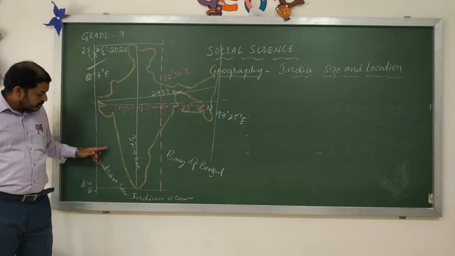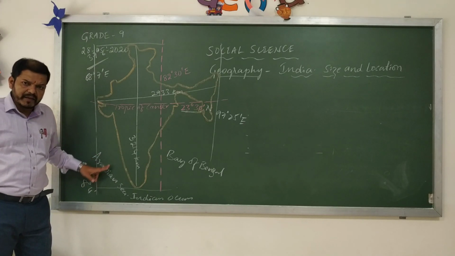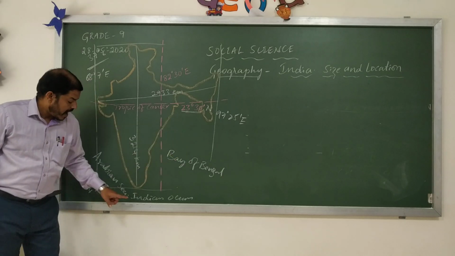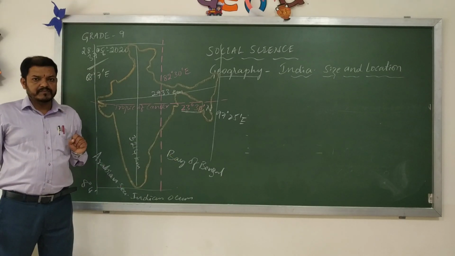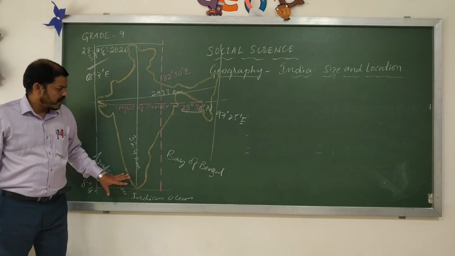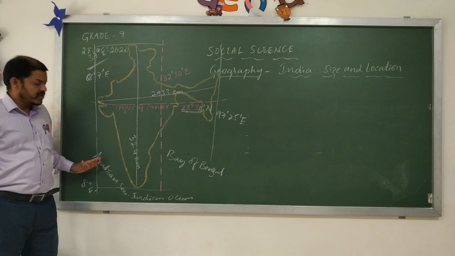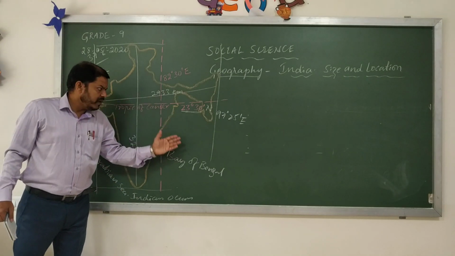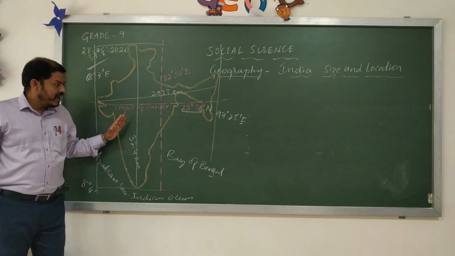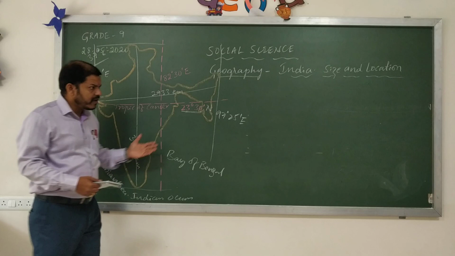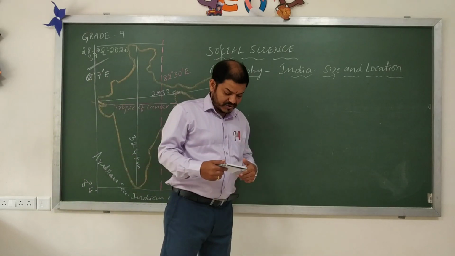One is in the west, we have the Arabian Sea. In the east we have the Bay of Bengal, and in the south we have the Indian Ocean. Okay, these are the seas and oceans we have. These are the three directions with water bodies, and we call India a subcontinent and a peninsula. So these are the important seas and oceans.